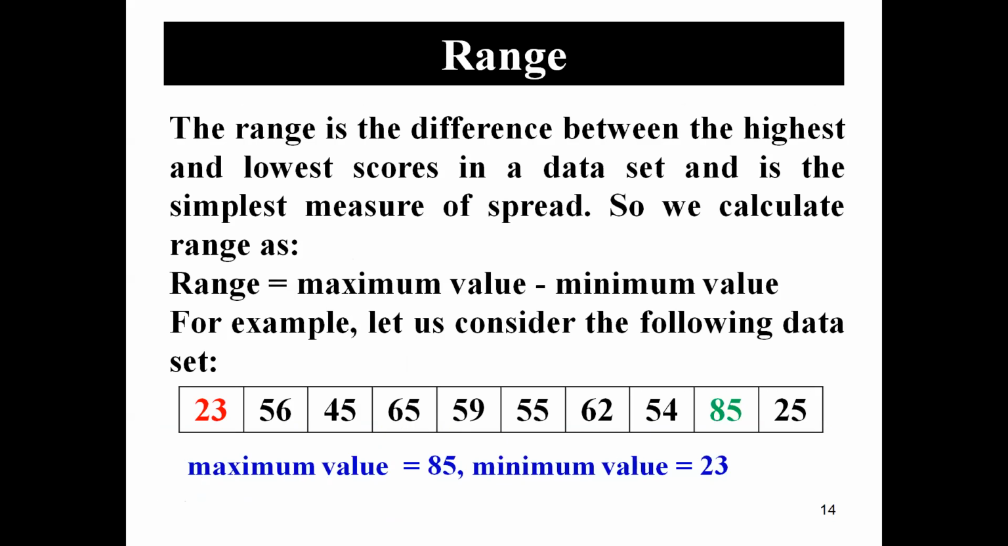We may discuss something about these measures. Range is the difference between the highest score and lowest score in any data set, and it is the simplest measure of spread. In this example, you may say that there are several values, and among these, maximum value is 85 and minimum is 23. So range is 23 to 85. This is range. This is also used.